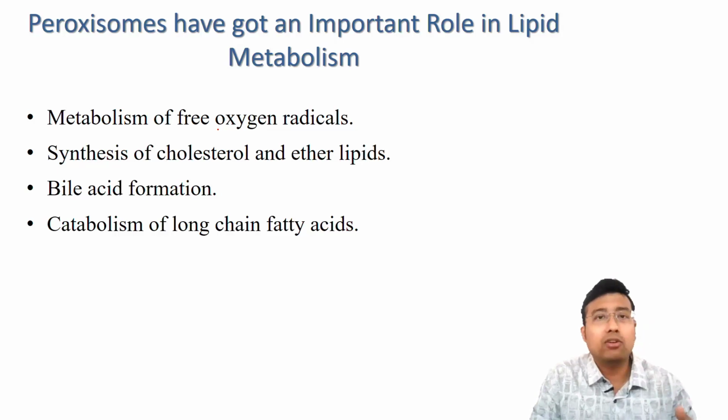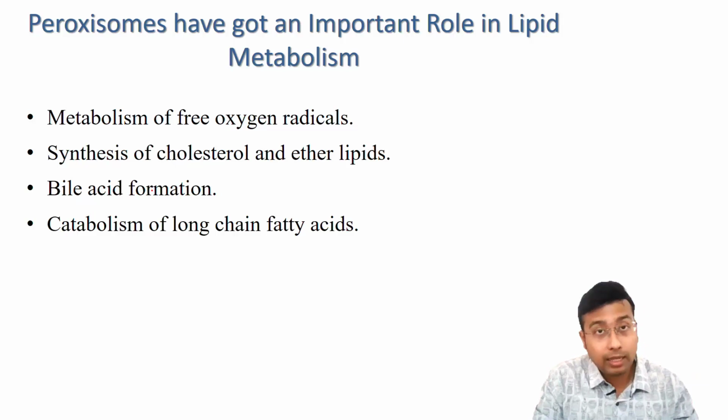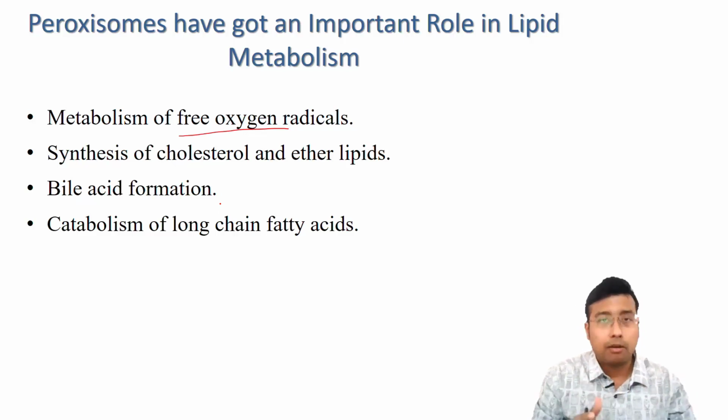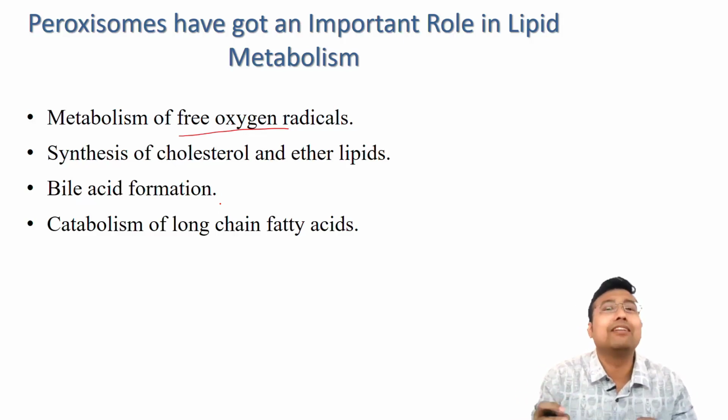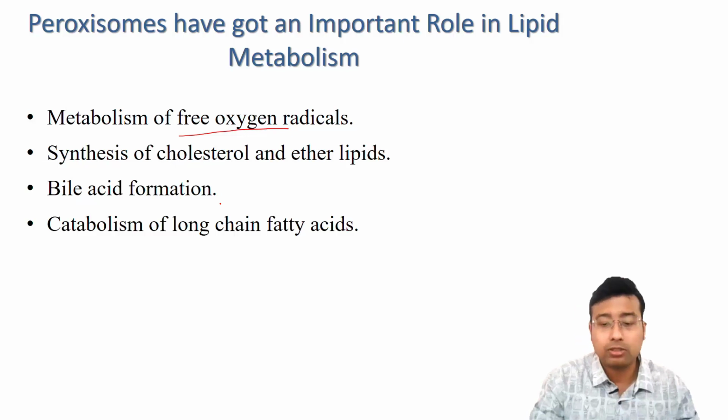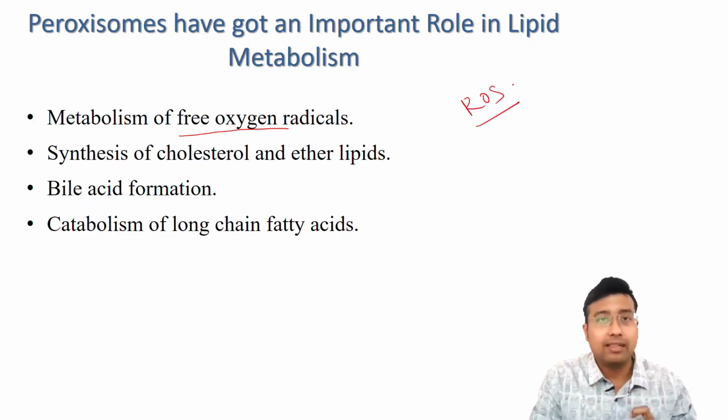So what are peroxisomes? They are also membrane bound organelles and they play a role in metabolism of free oxygen radicals. Very important, right? This is the first and major role of peroxisomes. There are multiple reactive oxygen species in our body, also known as ROS. They may damage the cells, but peroxisomes take care of them.